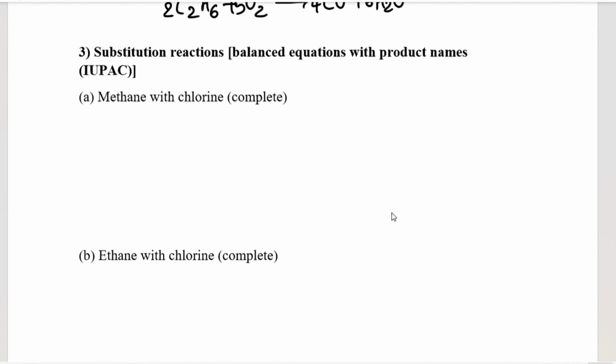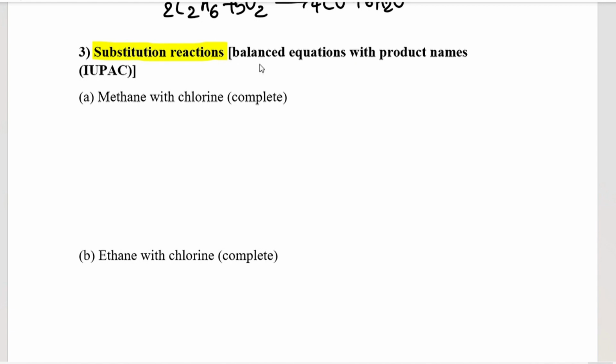Next, what type of reactions will alkanes undergo? It will undergo substitution reactions. Substitution means what? Hydrogen is replaced by chlorine, because we are learning only chlorination. Okay, so hydrogen is replaced by chlorine.